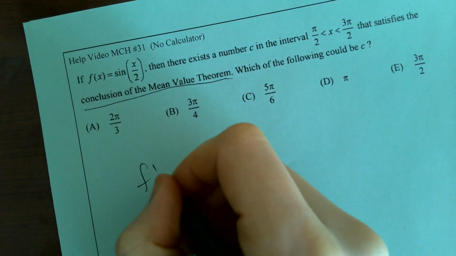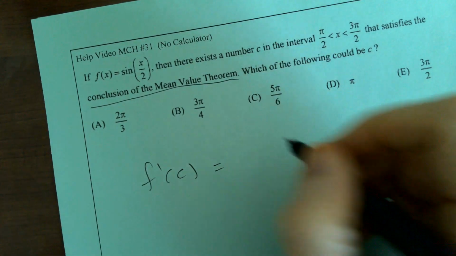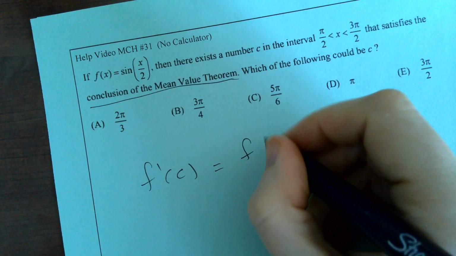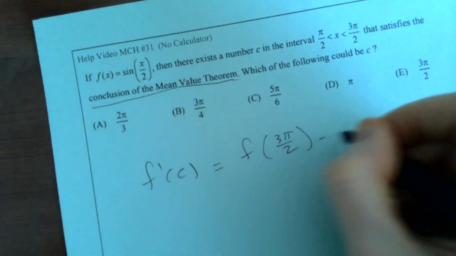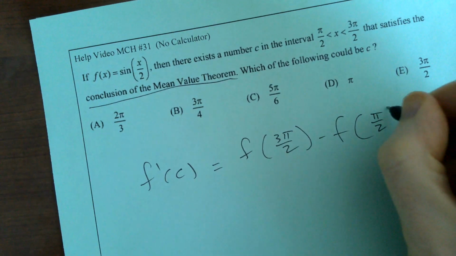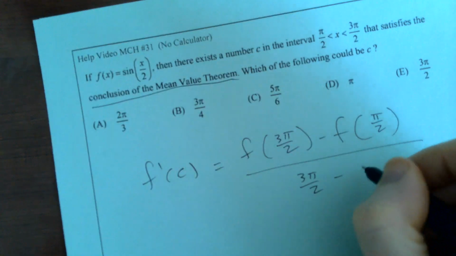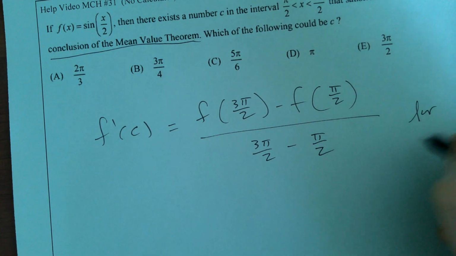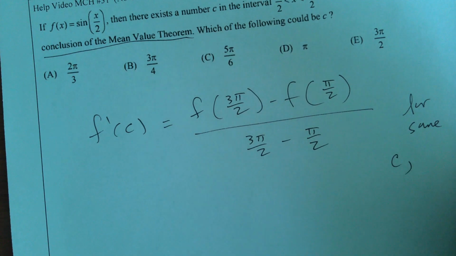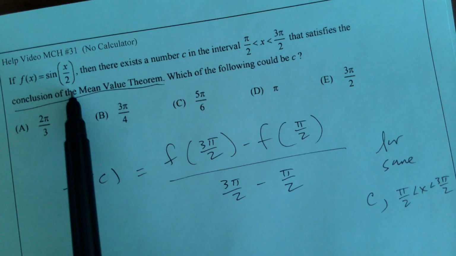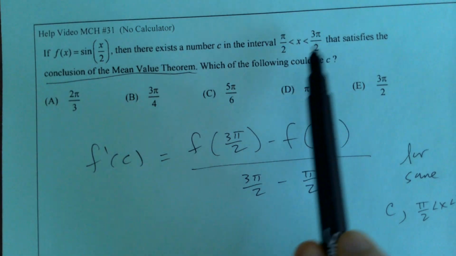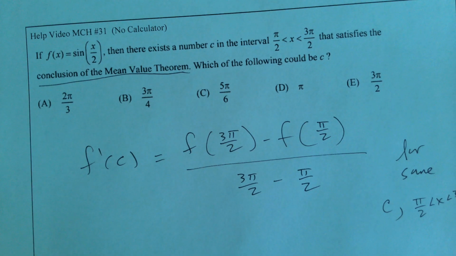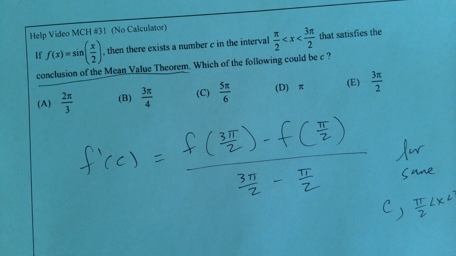that f prime of c equals f of 3 pi over 2 minus f of pi over 2, over 3 pi over 2 minus pi over 2, for some c in this interval. Okay, and this is going to be the case as long as the function is continuous on the closed interval, including the endpoints, and differentiable on the open interval, not including the endpoints.